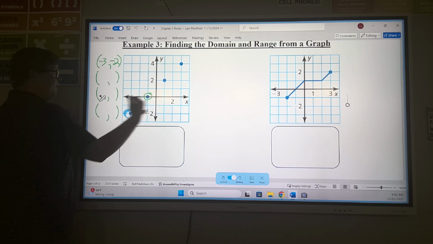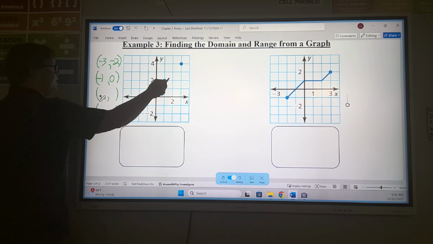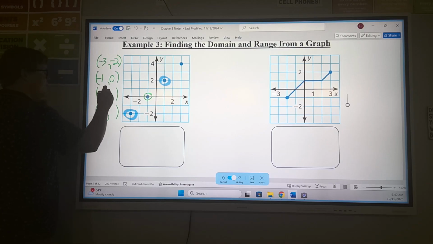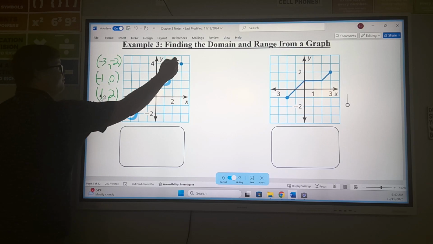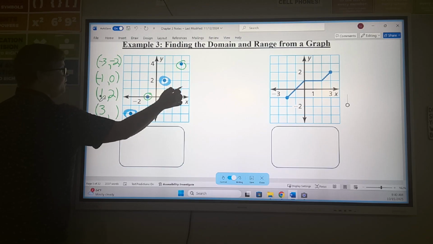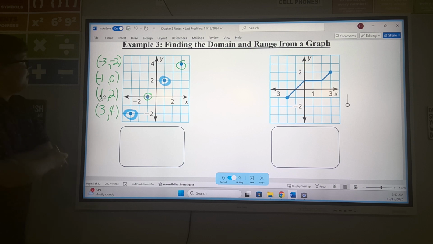Now our second point, we go left 1, which is -1, and we don't go up or down any. So that's 0. The third point, we go over 1 and up 2. So (1, 2). And the fourth point, we go over to the right, 1, 2, 3. So we have 3. And we go up, 1, 2, 3, 4, a +4 for our y value. Now we have all of our coordinates.